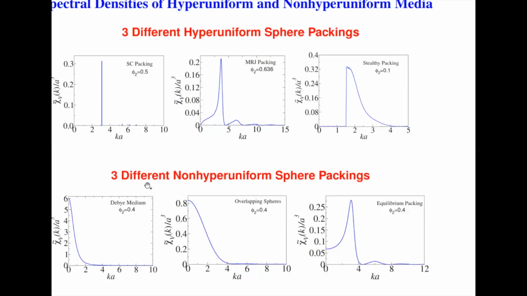And here are 3 different non-hyperuniform sphere packings. You can think of them as sphere packings. This is what I'm going to call a Debye medium. This is really not a sphere packing. These 2 are sphere packings. This is overlapping spheres. So you put down spheres without any regard to whether they overlap, and you allow overlap. And you can see this is far from being hyperuniform.